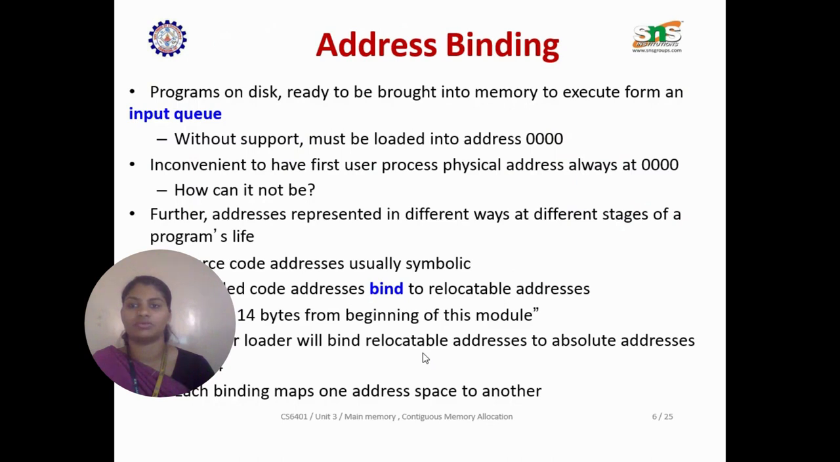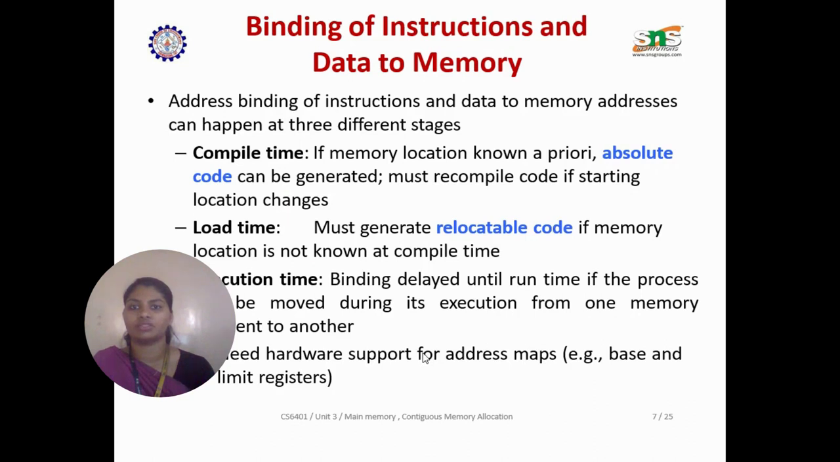If both conditions are true, the address is passed to the memory. Next is address binding. Address binding means mapping of instructions to main memory. Programs are brought into memory to execute from an input queue. Without support, a program must be loaded at address 000. Further, addresses are represented in different ways at different stages of a program's life. This is the binding of instructions and data to memory.